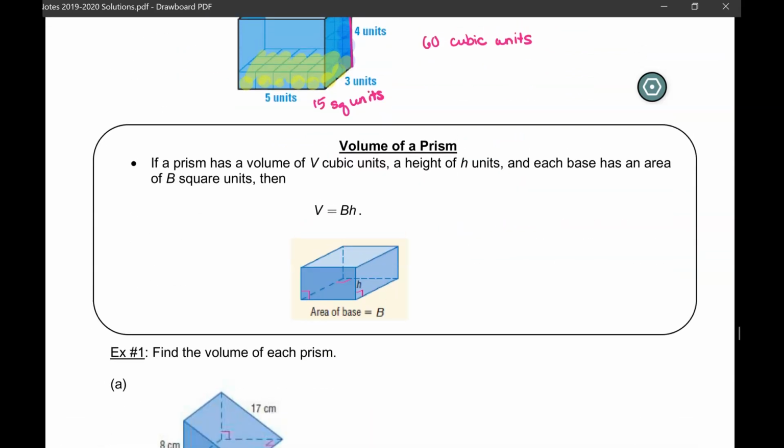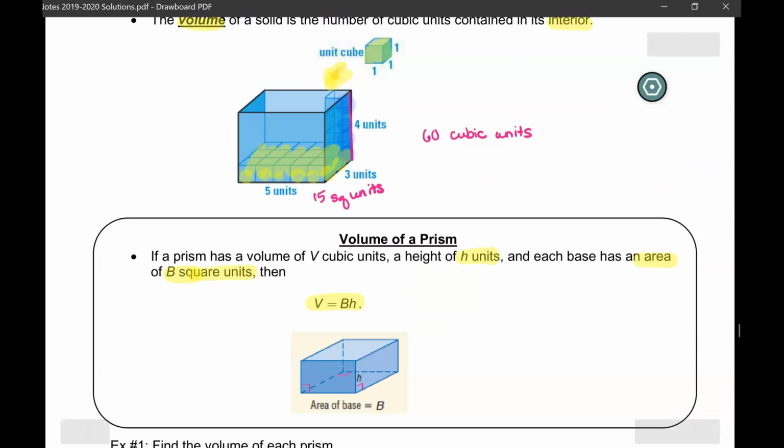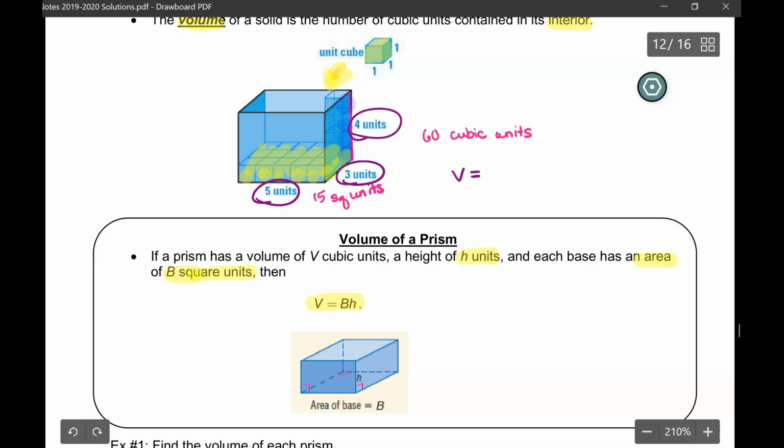Volume of a prism. If a prism has a volume of V cubic units, height of h, and area of the base, we're still going to use that capital letter B to represent area of the base, the volume is base times height. Now, if we have something like that previous example where it's just a box, it's very easy to find the volume. You simply take the length times the width times the height, or just multiply the 3 measurements all together.